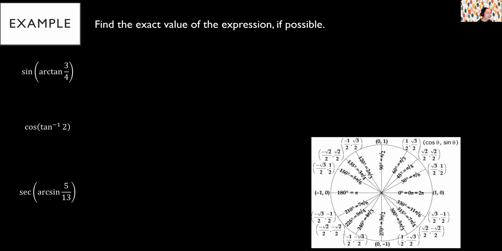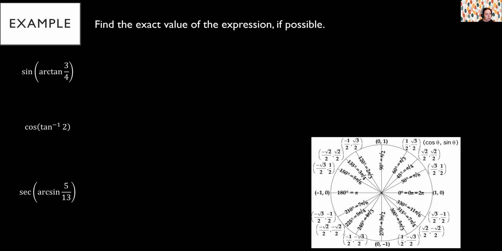So last 3 here. Again, we're finding the exact value, and these are not ones that go with the unit circle, and they're not inverses. We're not canceling these things out because I've got sine of arctangent. So these are not canceling out. My answer is not going to be just 3/4.